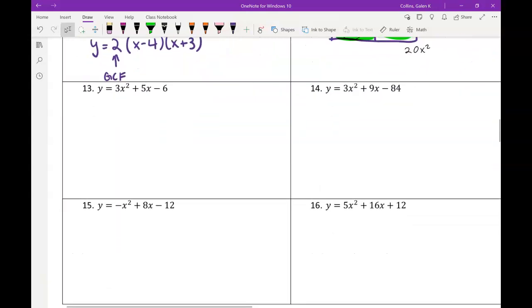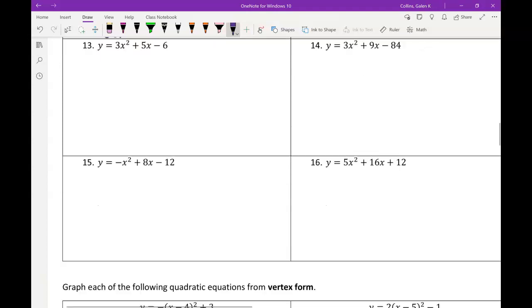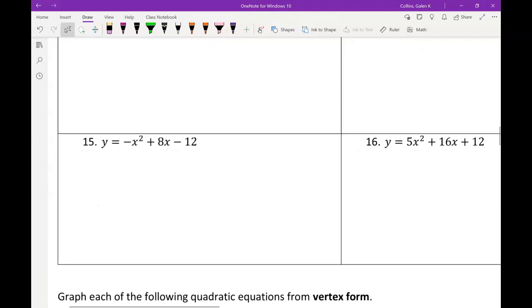All right, I'm going to skip around. I'm going to have you guys try 13 and 14 on your own. Again, if you can divide a 3 out of all the numbers, you would want to do that first. And I believe 84 is divisible by 3. It's going to make it so much easier. Let's look at number 15.